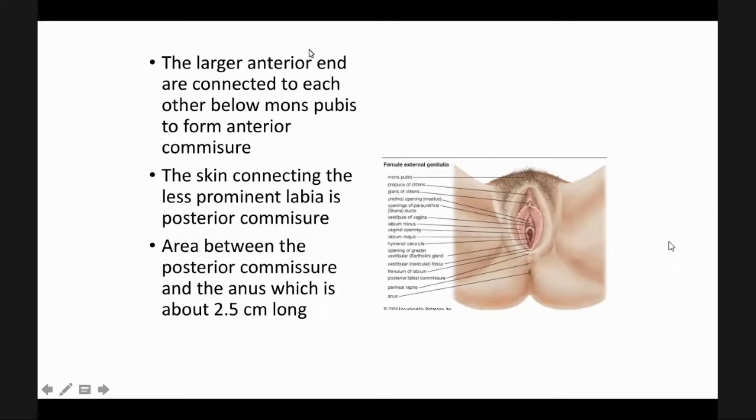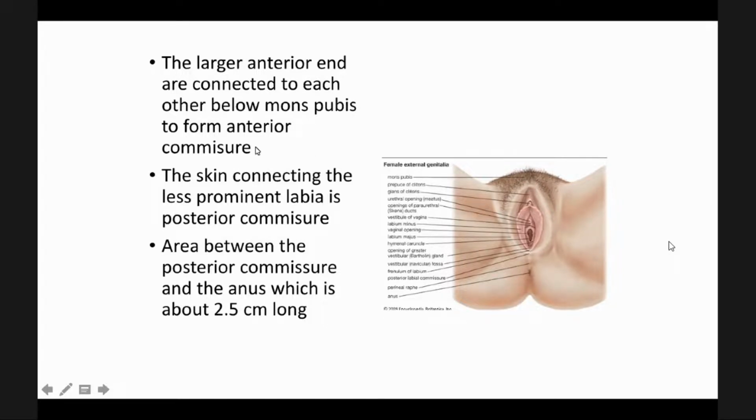The larger anterior ends are connected to each other. See here, this is the anterior end and this is the posterior end. Towards the anal canal is the posterior end, and the other side is the anterior end. The anterior ends are connected to each other below the mons pubis to form the anterior commissure. This is the anterior commissure where the labia majora of either side get joined.